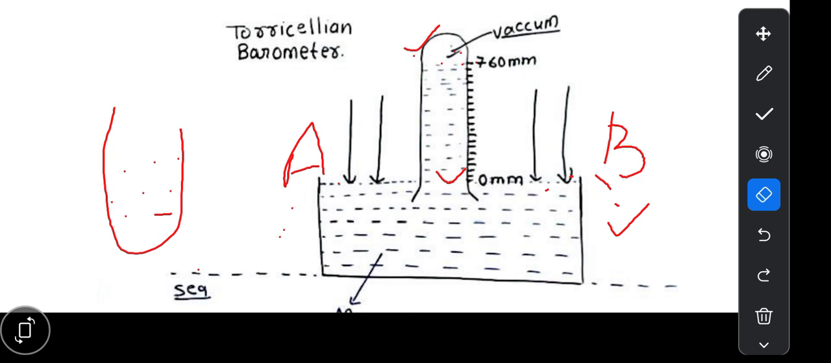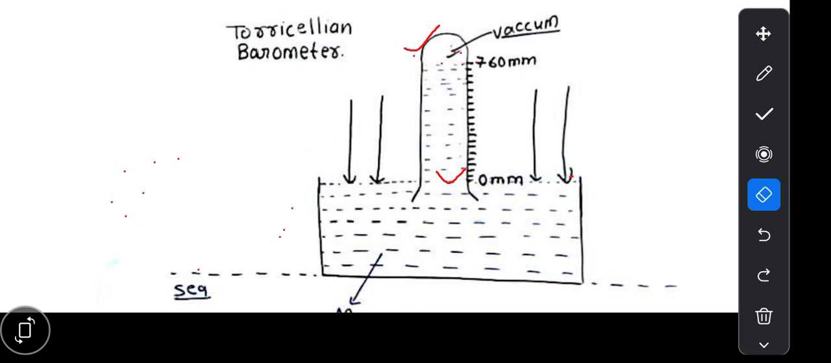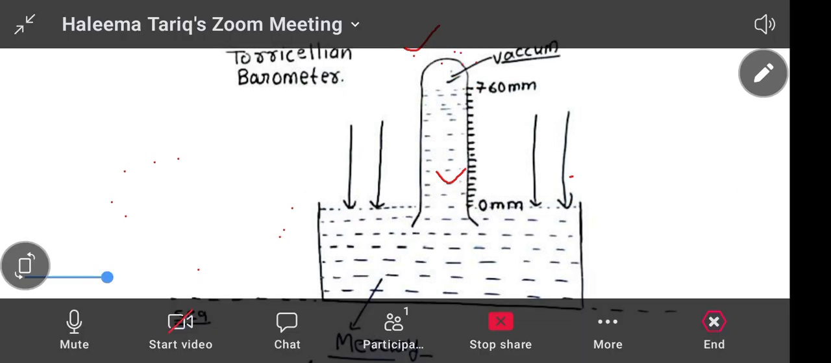So at that point, both the surface molecules feel the same atmospheric pressure. So there is no change occur at this point. But when we go to the height, and if we are at a mountain like this, at a mountain, the level will be decreased.